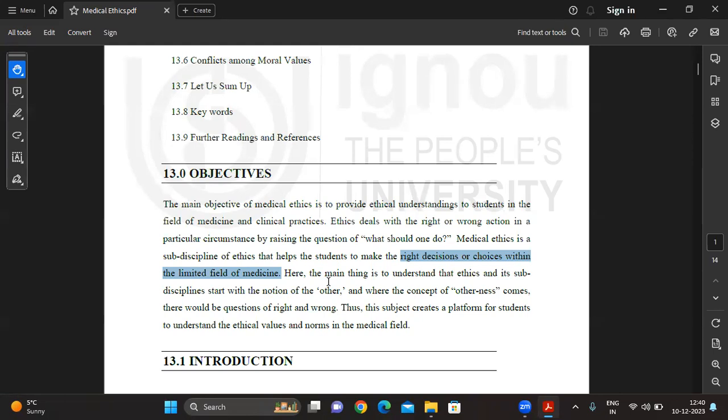Examining a specific problem. So medical ethics, what does medical ethics do? It examines a specific problem. It's usually a clinical case.